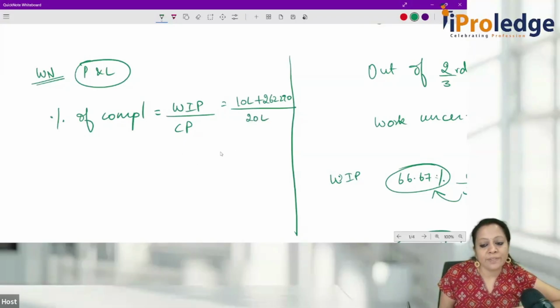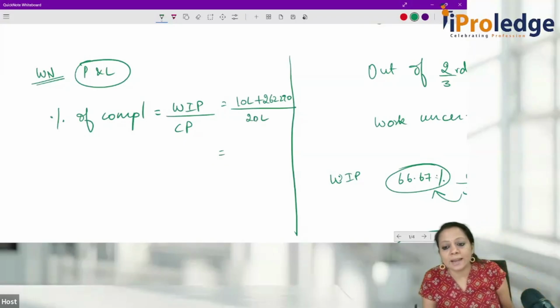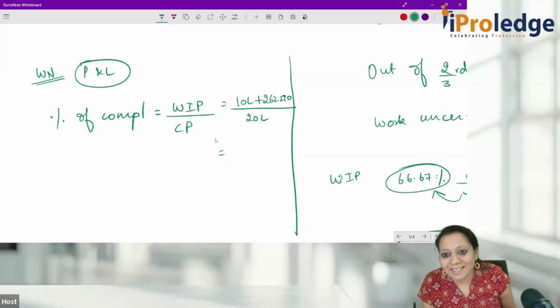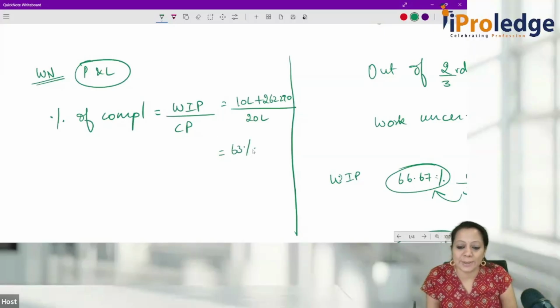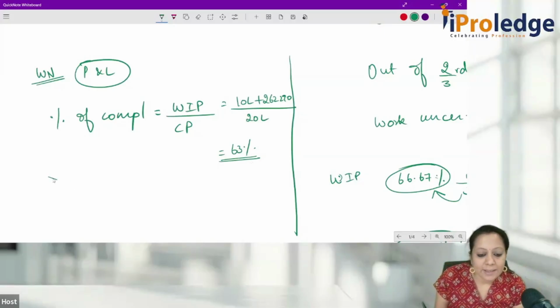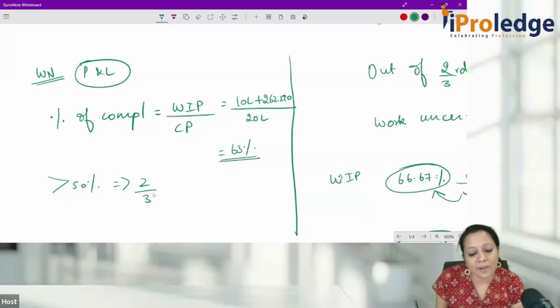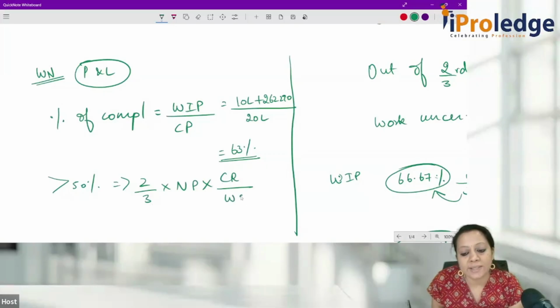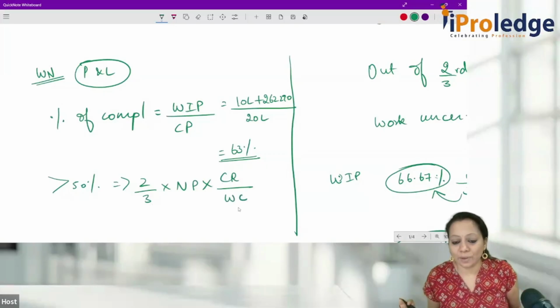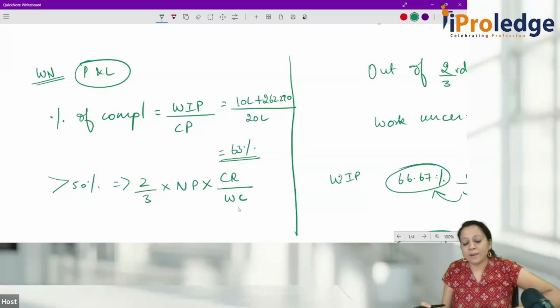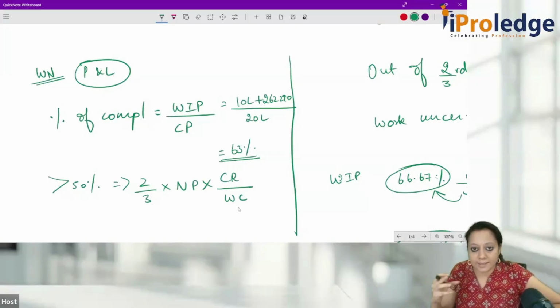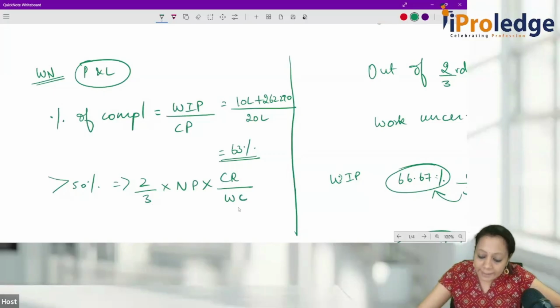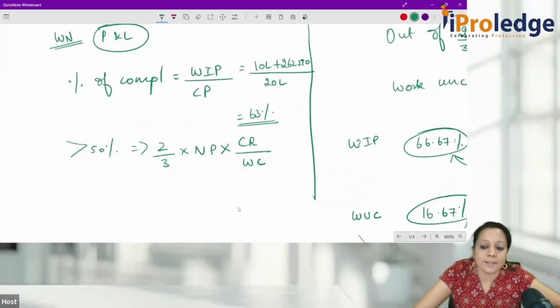So is it more than 50%? It should be, because 10 lakhs divided by 20 lakhs itself is 50 percent. 63 percent. Thank you, dear. That means it is more than 50 percent, which means 2 by 3 of notional profit into cash received divided by work certified. This is the format I will follow. Again, I am saying cash received divided by work certified is one of the formulas that they have recommended in our textbook and in the standards. So we are using this.